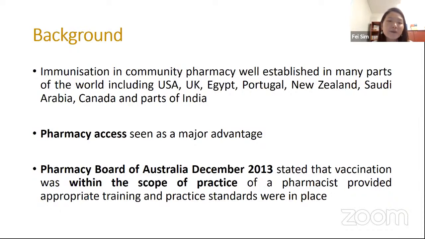And so how it all happened was, in Australia, we have the Pharmacy Board of Australia that registers and governs all the pharmacists registered in Australia. So in December 2013, the Pharmacy Board of Australia stated that vaccination was within the scope of practice of a pharmacist, provided appropriate training and standard practice were in place. So what that meant was straight after December 2013, in 2014, we started training pharmacists to give injections and vaccinations. And then in 2014, pharmacists provided vaccinations. So it has moved very quickly. And over the last 5 to 6 years, we have demonstrated that pharmacists can vaccinate, especially for influenza vaccines, and can do that very safely.